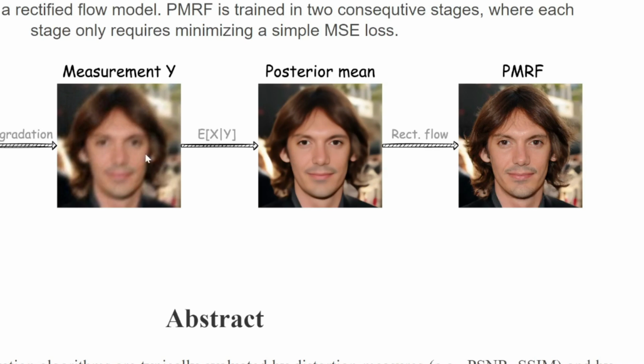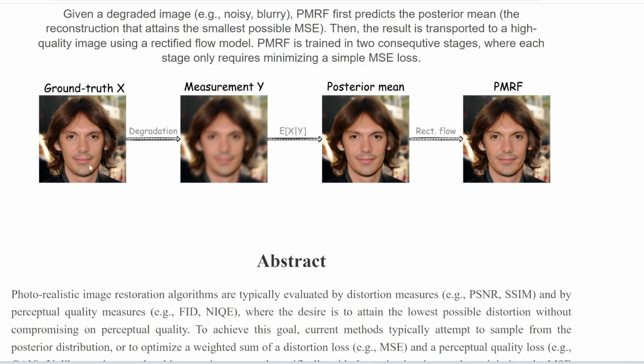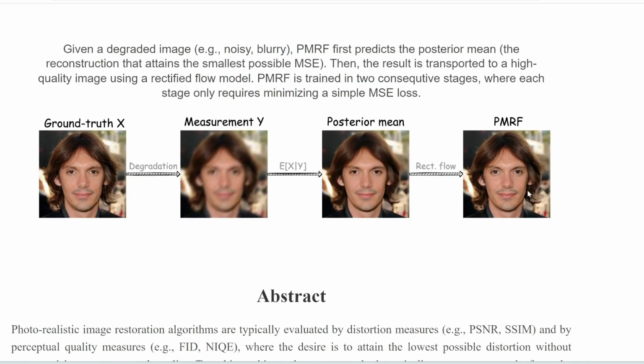So for example, here's the input. After going through this posterior mean process, this is what you get. And then after doing this rectified flow method, this is what you get. And here's the ground truth. So here's the original photo, and you can see it's pretty accurate. Plus, there's actually more you can do with this.